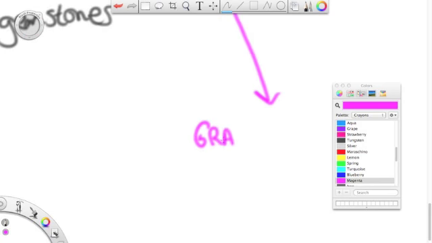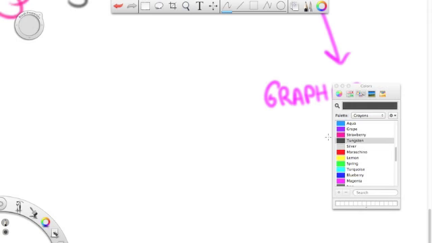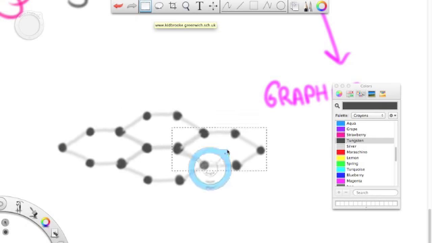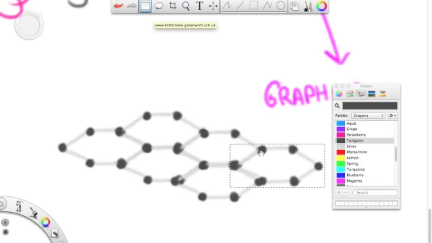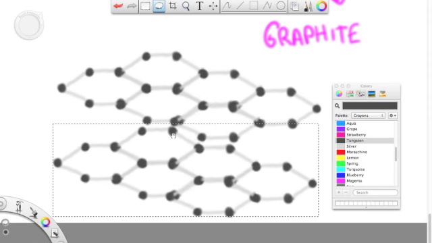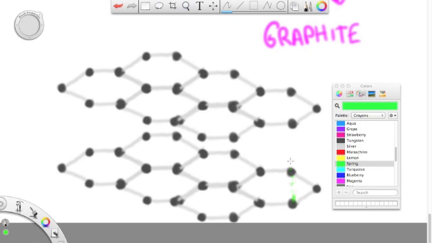Now, one last giant covalent example you have to know is graphite. Graphite is a bit like diamond because it's made from carbon, but the difference is the carbons in graphite are joined to 3 other carbon atoms, whereas if you remember in diamond, each carbon is joined to 4 other carbon atoms. And the other thing that's interesting about graphite is it comes in layers.